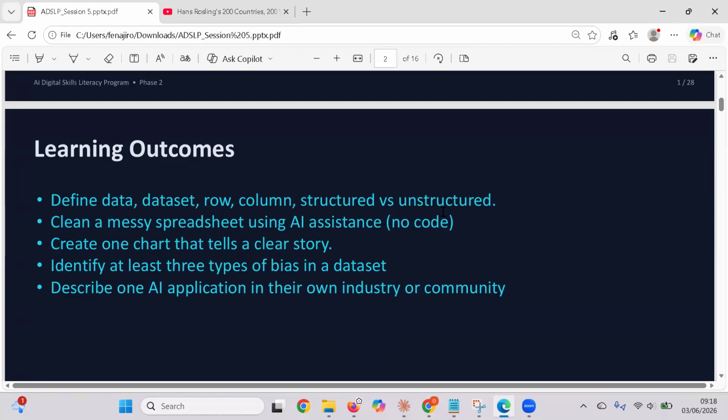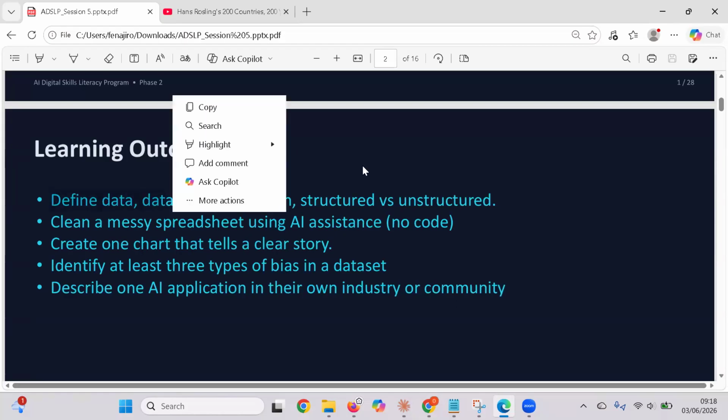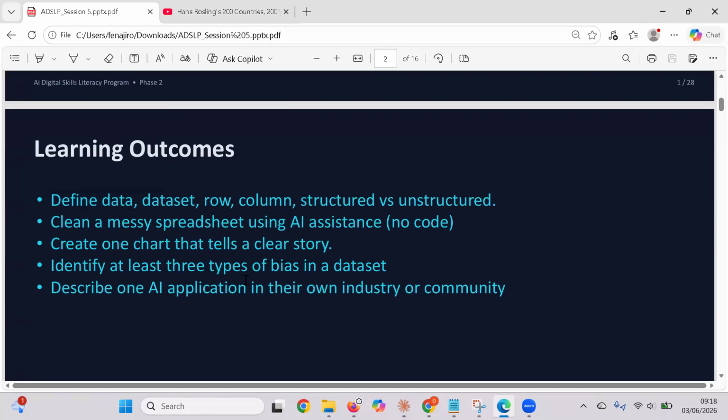Clean a messy data sheet using an AI assistant. Like I said, we are not writing code. We are not using Python or Jupyter Notebook to do most of this in this section. Then create a chart that tells a story about the data we have defined and cleaned. Then identify at least three types of biases in the data set.